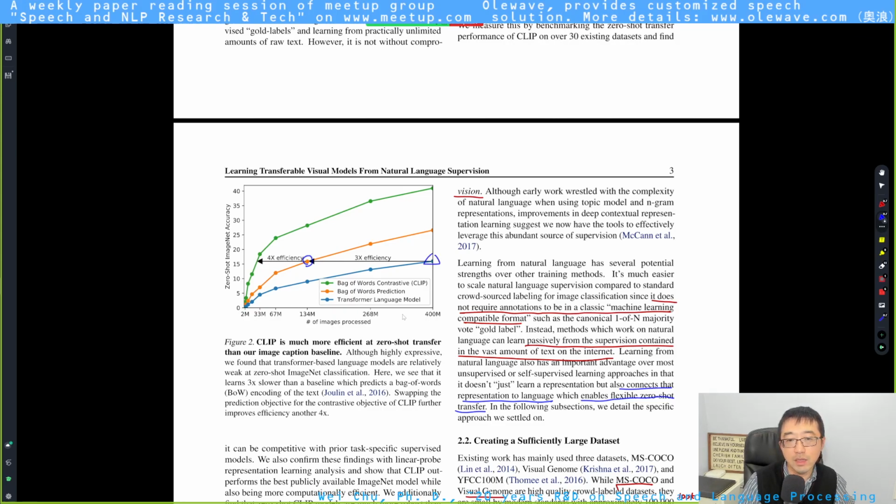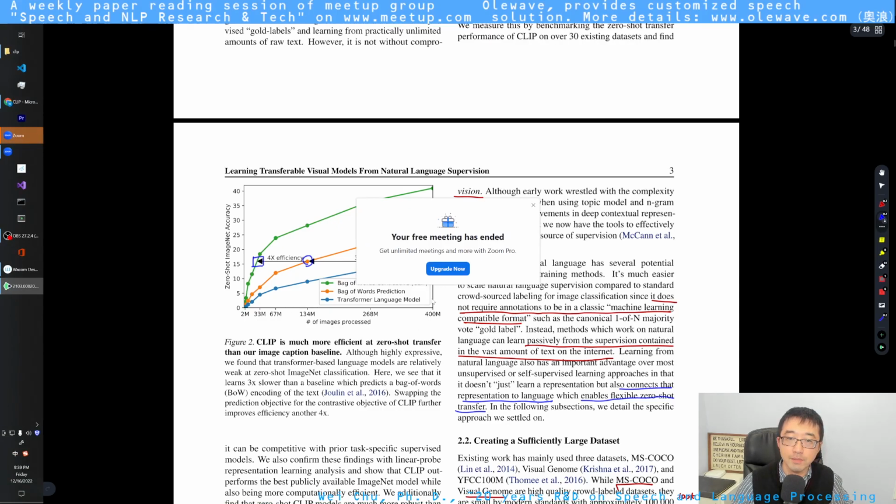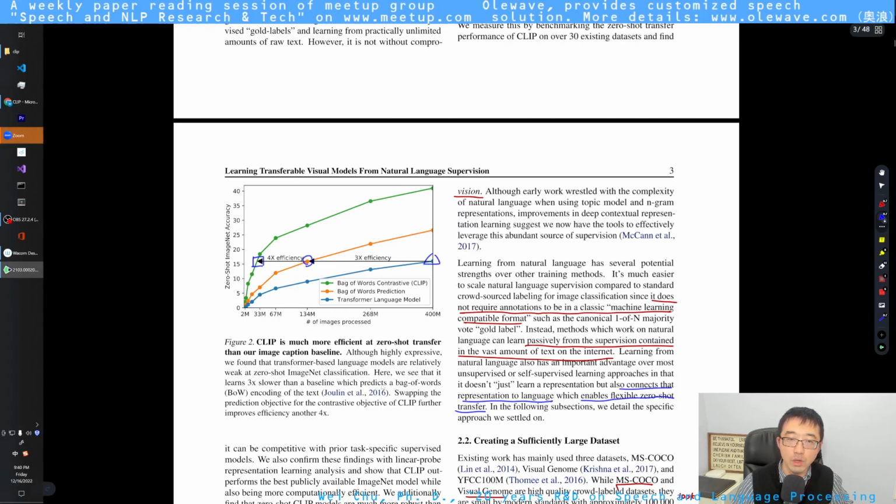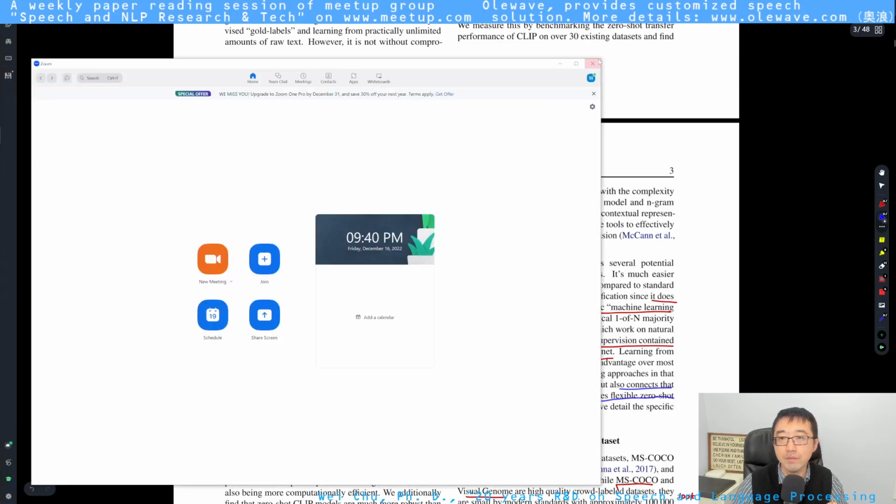But I think eventually they're going to be using their CLIP-based method, which is the green line. And compared to the baseline, the yellow line, they are capable of increasing the efficiency by 4 times because they do use the contrastive loss, I think. And it is used on top of the bag of words criteria. So correct me if I'm wrong, lots of computer vision guys, I think one of the biggest contributions these people made was they proposed a method that significantly increased the efficiency of their training.